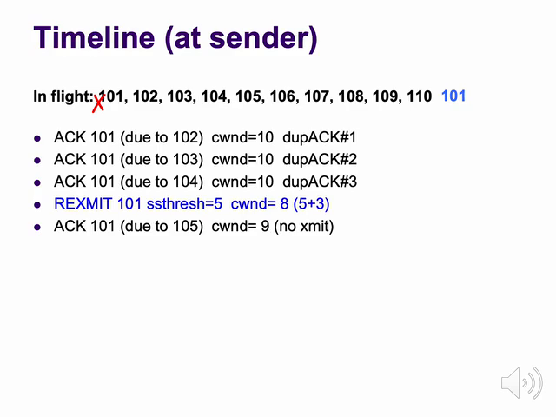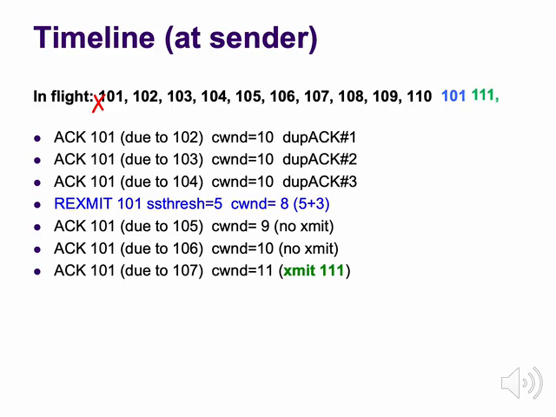Okay, that's still smaller than the number of packets in flight, so the sender is not going to transmit. Same thing when it receives yet another duplicate ACK due to 106. The CWIN is 10, but the sender, remember, already has 10 packets in flight, so it can't send more than that. But the next ACK that comes in due to 107, the congestion window is now 11. And the sender only had 10 packets in flight. So now the sender is allowed to send 1 more packet. So it sends a new packet, 111. Okay, that was the next one in order.